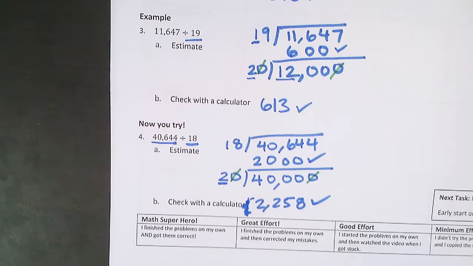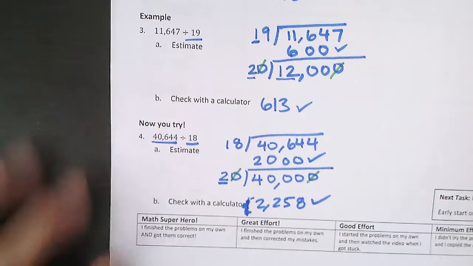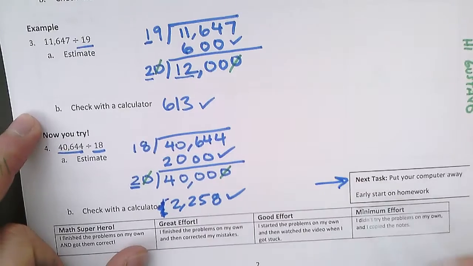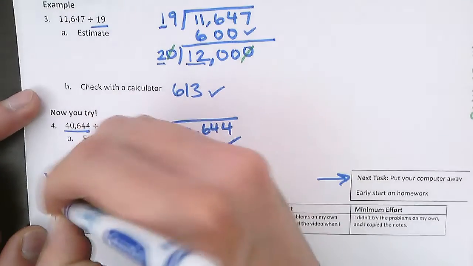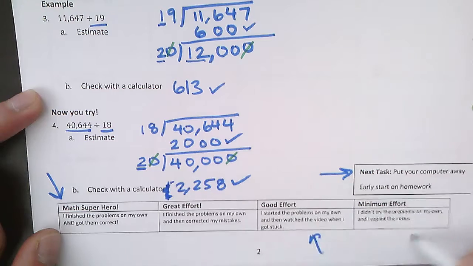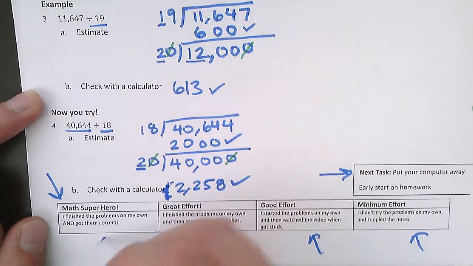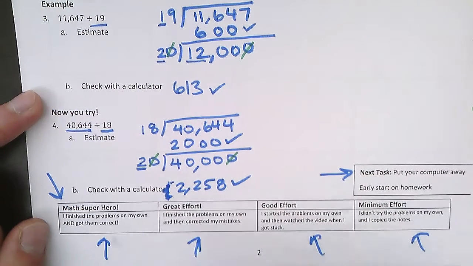So if you got that all on your own, 3 gold stars for you. Now, you are going to put your computer away and get an early start on your homework, but also please, please, please do not forget, rate yourself. Circle one of these. I'm drawing all these arrows so you don't forget. Rate yourself. Circle 1.